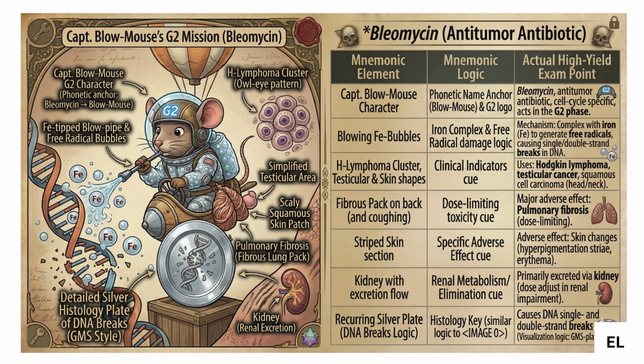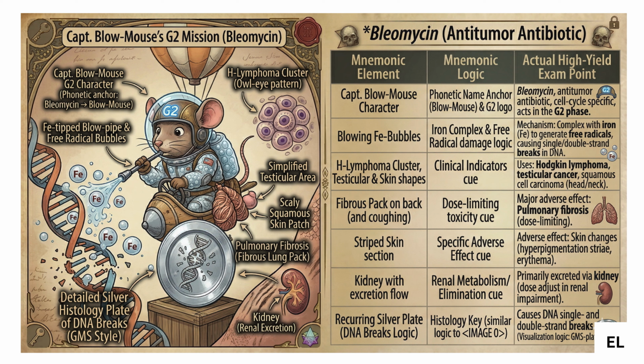Let's begin. Imagine a heroic character floating in the sky on a mission. His name is Captain Bleomycin. This is your first and most important clue. Bleomycin leads to Bleomycin. So whenever you see this character, your brain should immediately think of the drug Bleomycin.